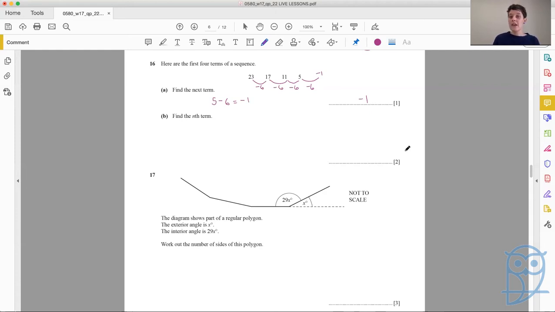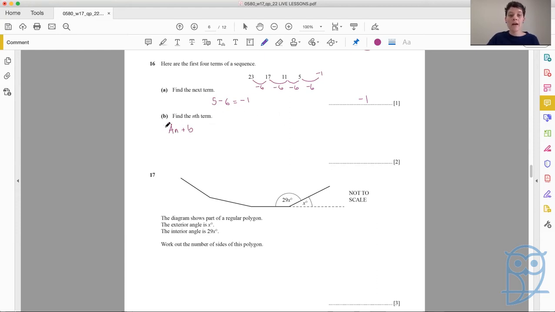Finding then the nth term. We need that expression that describes a term value in terms of its position. Well, we know we are working with a linear sequence, so then we know we are working with an plus b.